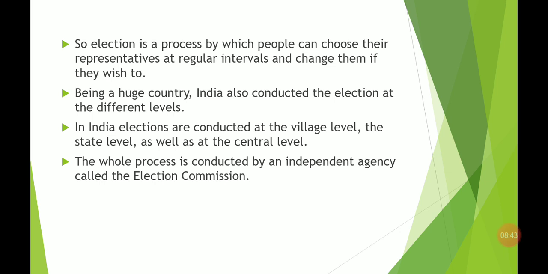So election is a process. What you have read till now is that election is a process by which people can choose their representatives. Okay, this you have read, but at regular intervals. So what is the regular interval for choosing the government? That is 5 years.